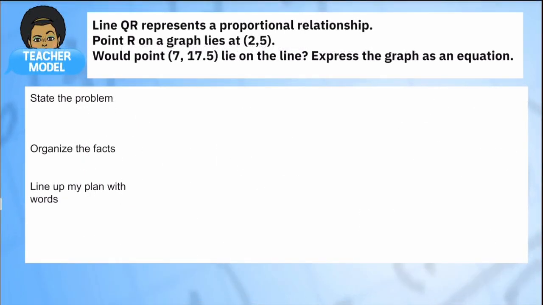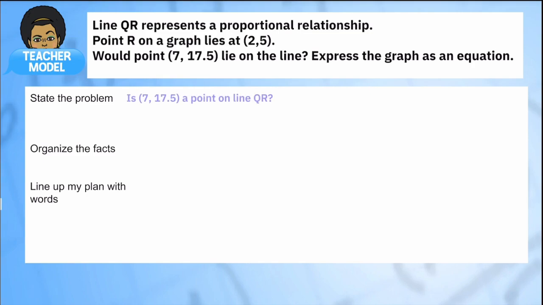Another really awesome problem, we're going to use this line. Our line QR is on a graph, and it represents a proportional relationship. And I'm going to tell you that one of the points, R, in the graph is at 2, 5. And our question is, would point 7 and 17 and 5/10 lie on that line? Does that coordinate go on the same line? So I need to know, do both of these have the same rate of proportionality? And if they do, we're going to express it as an equation.